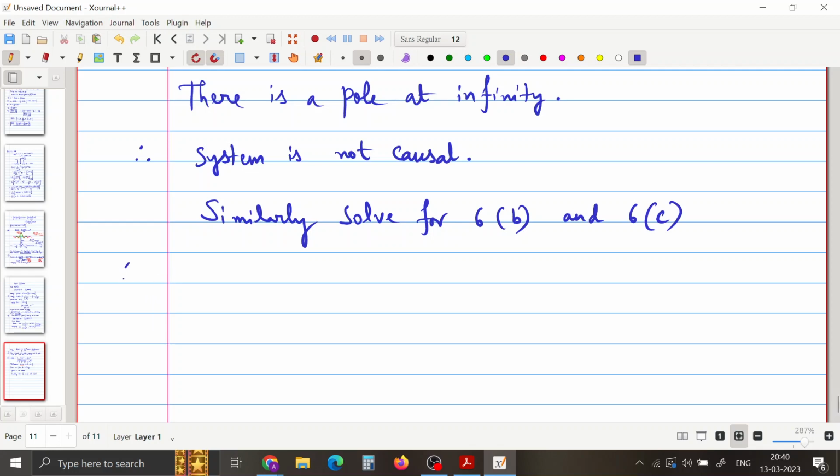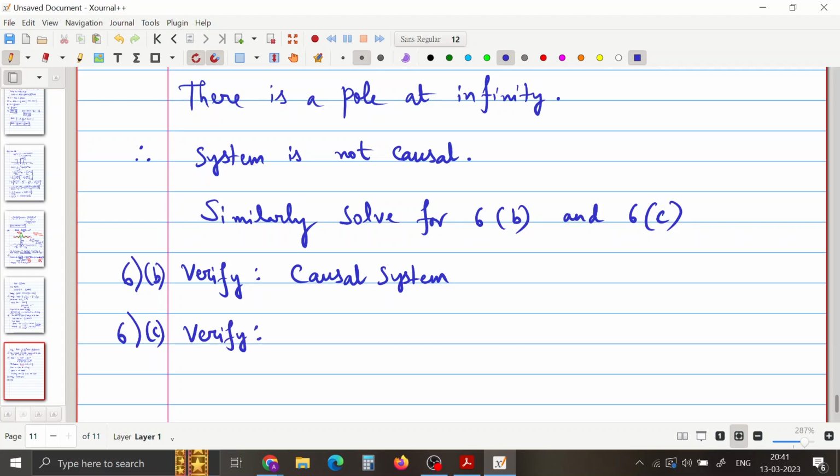Okay, for 6b, verify that it is actually causal, and for 6c also verify that it is not causal.